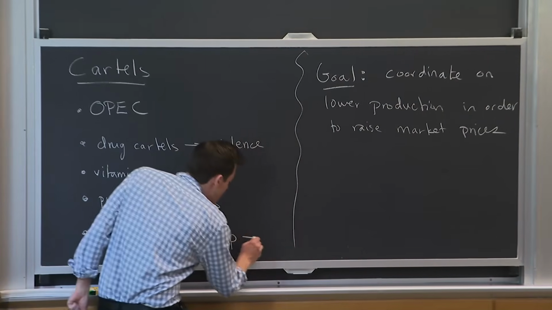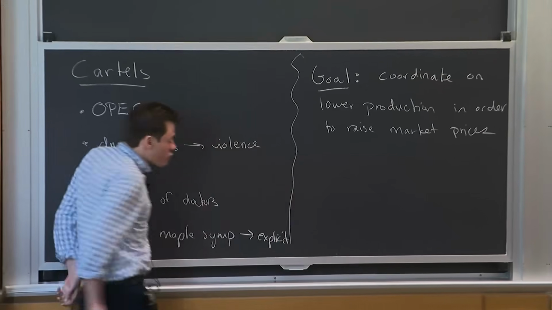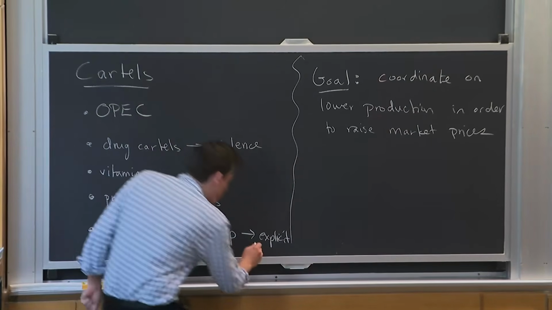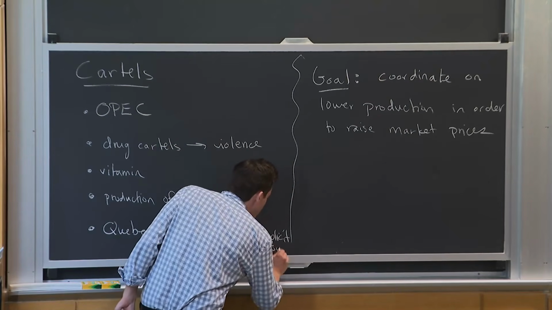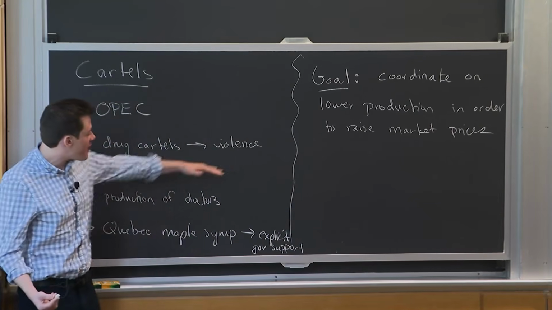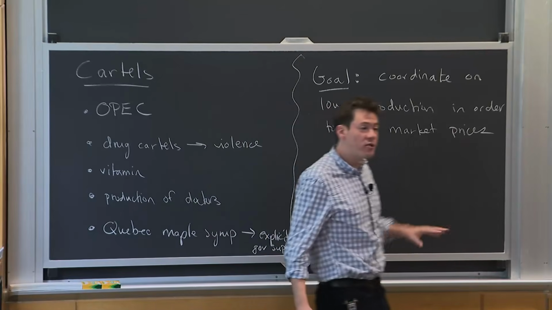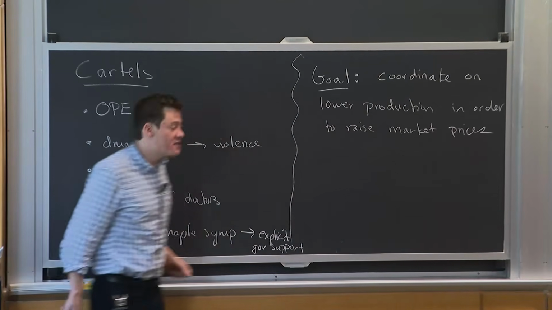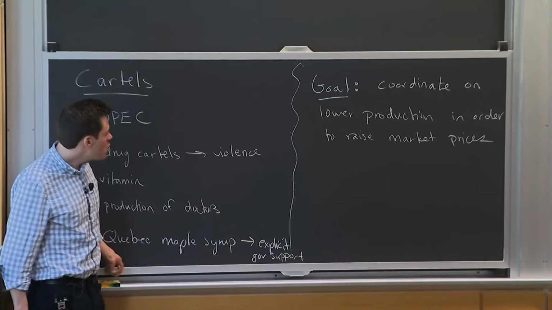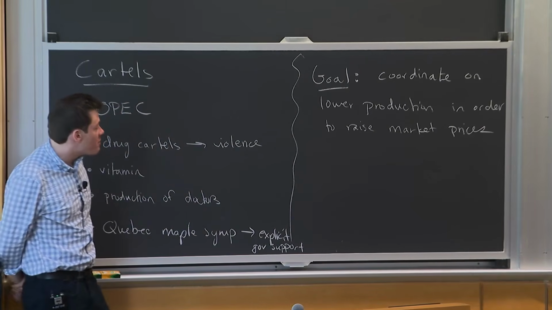But because this is explicit, it's contractual, it has explicit government support, this also won't really fit within our models today. So we're going to think about models that have no violence and also no explicit government endorsement. So these are implicit cartels, and I'll say more about what that means. The goal of these cartels is to coordinate on lower production in order to raise the market prices.